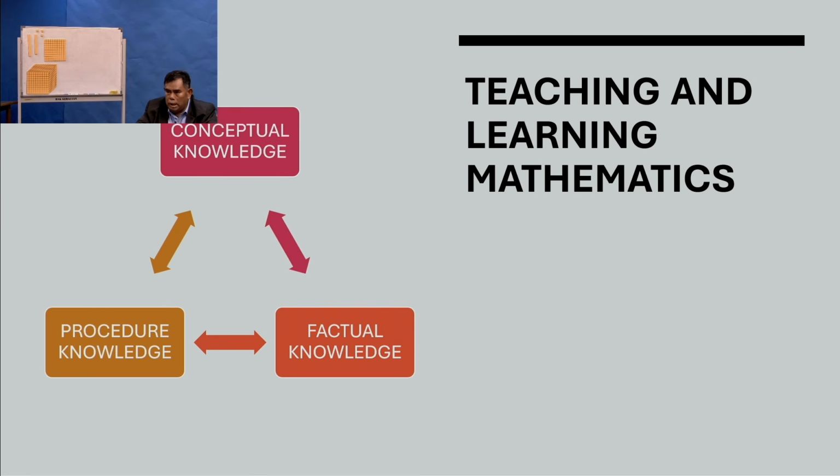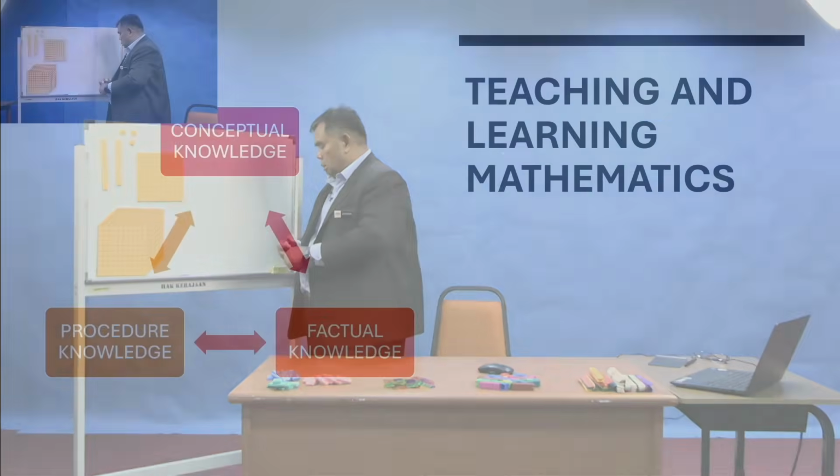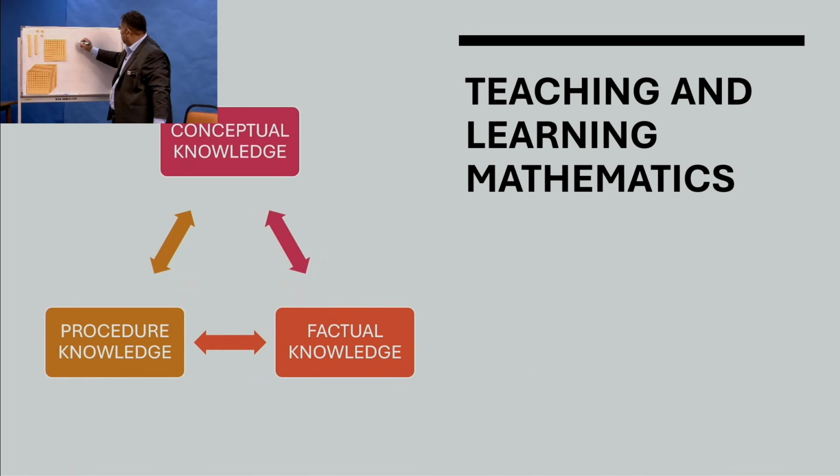The first one is conceptual knowledge. The second one is procedural knowledge, and the third one is factual knowledge. Conceptual knowledge means knowledge with understanding. Okay, I give you an example. Maybe we start with multiplication, the concept of multiplication.